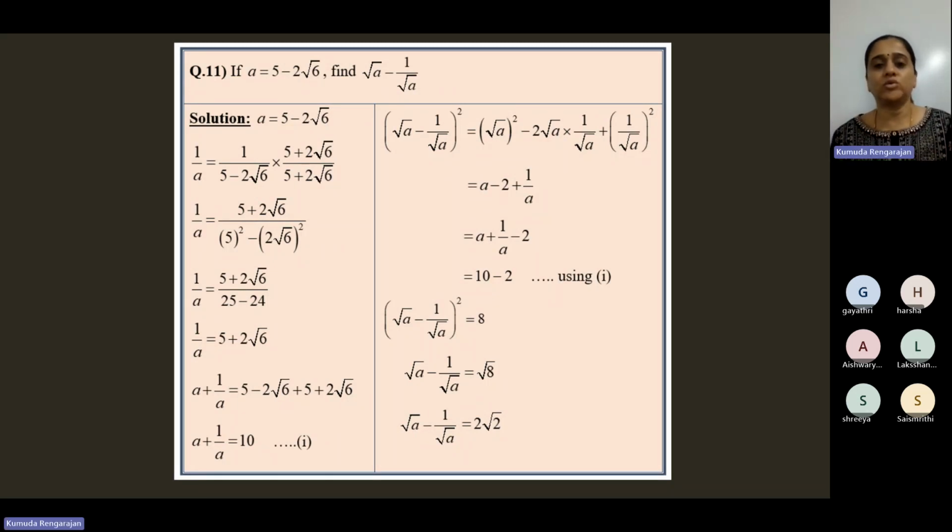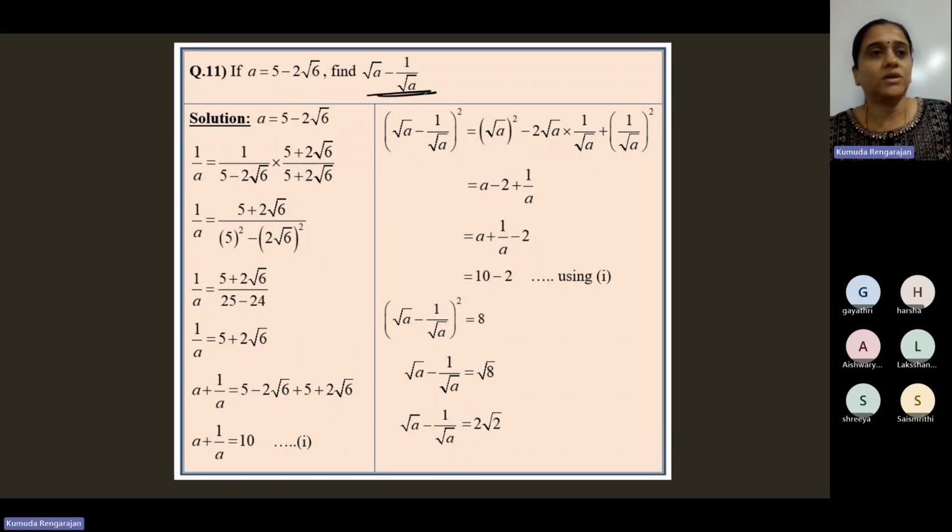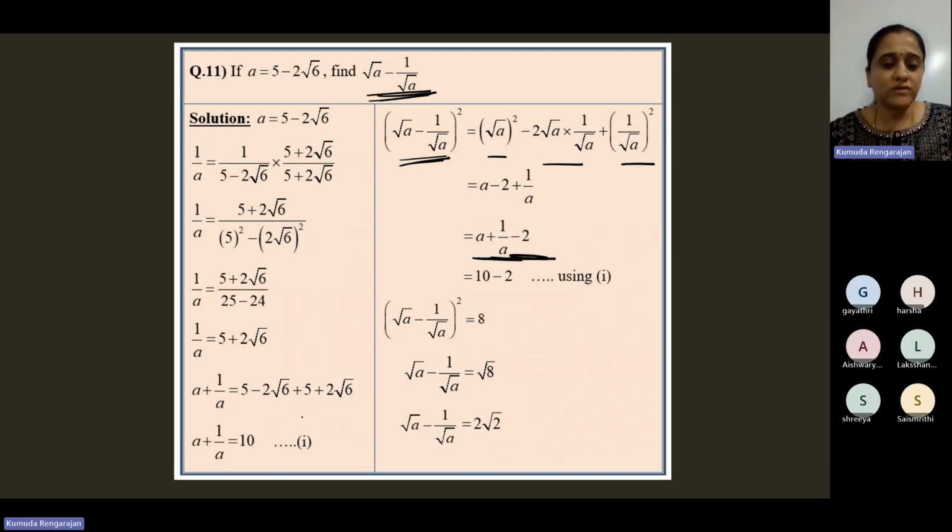So to find the value of root a minus 1 by root a, you should understand that when you square this expression, these are the terms you get, and that works out to a plus 1 by a minus 2. That's why we prepared that. We found the value of a plus 1 by a. We are given the expression for a. Then we found 1 by a; the denominator is irrational, so we rationalized it. Then we found a plus 1 by a, which is 10.